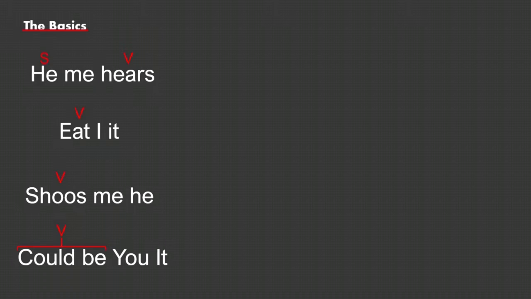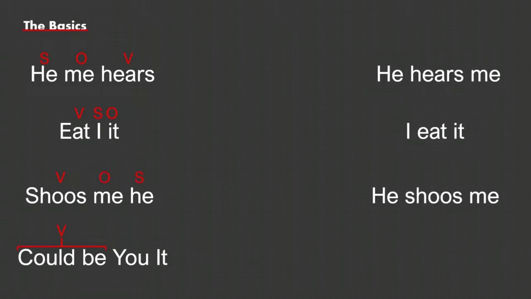The first one, he, me, hears. The he is the subject and me is the object. He hears me. The second one, I is the subject, it is the object. I eat it. The third sentence, he is the subject, me is the object. He shoes me.